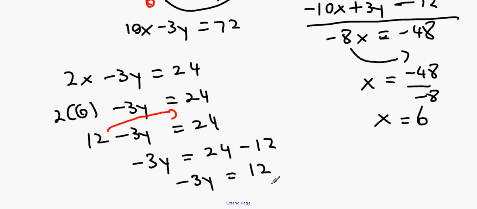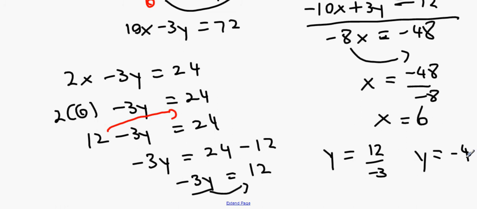Now to get rid of the minus 3y, what we're going to need to do is bring the minus 3 underneath the 12. It's multiplication on the left, which makes it division on the right. So 12 divided by minus 3, and y equals minus 4. Okay, and that's all we can do there.